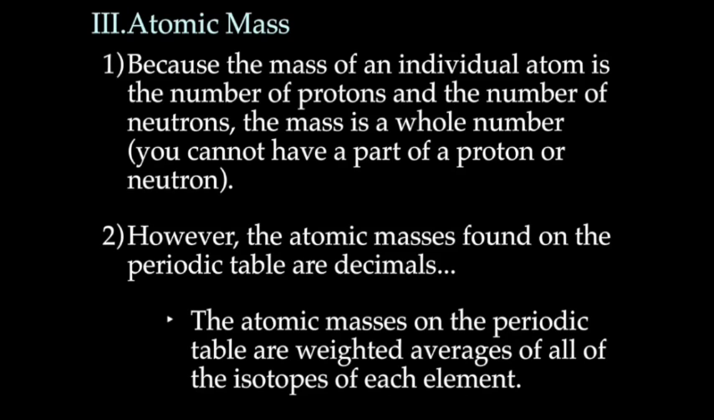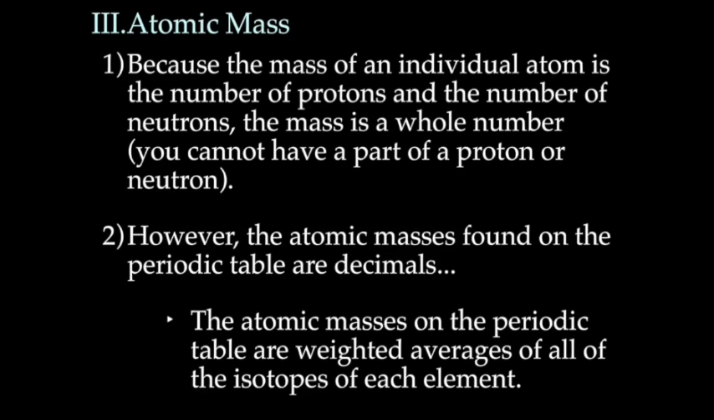Let's talk about atomic mass. Because the mass of an individual atom is the number of protons plus the number of neutrons, the mass must be a whole number, right? You cannot have part of a proton or part of a neutron. Being that a proton and a neutron each weigh 1 AMU, if you have 1 neutron and 1 proton, you're going to have an atom with a mass of 2 AMU. You can't have 1 proton and a half a neutron.